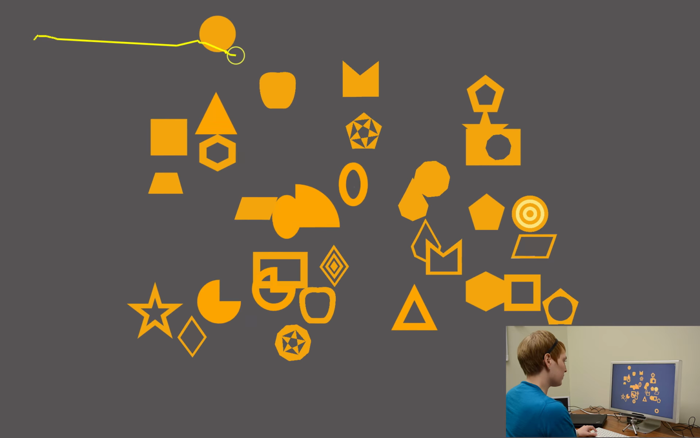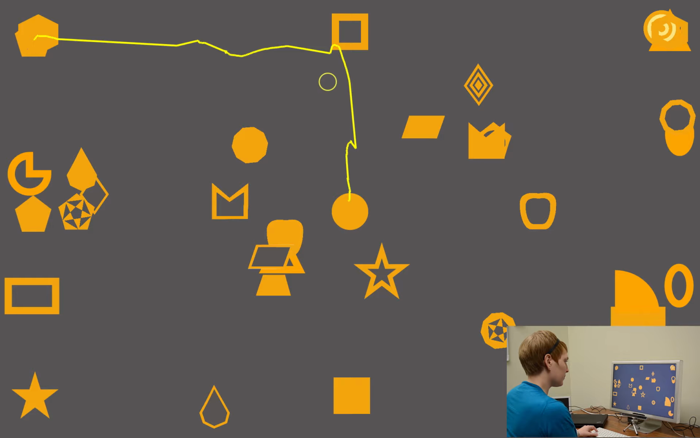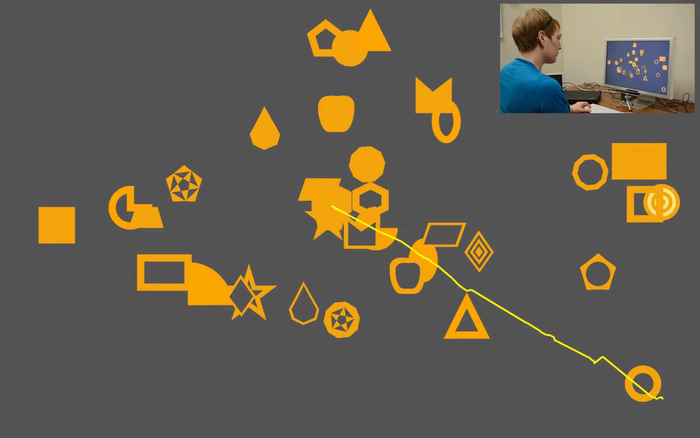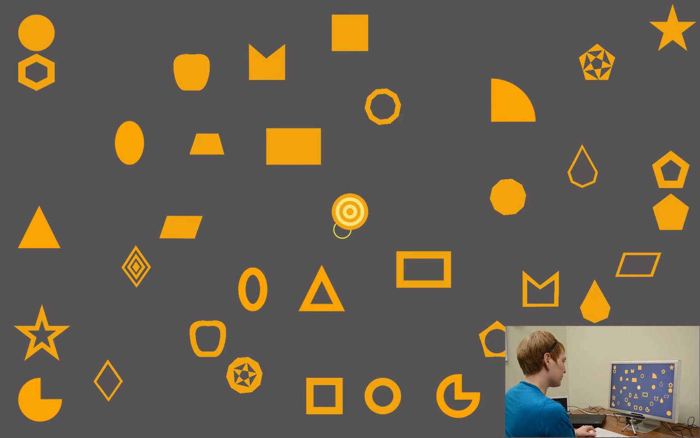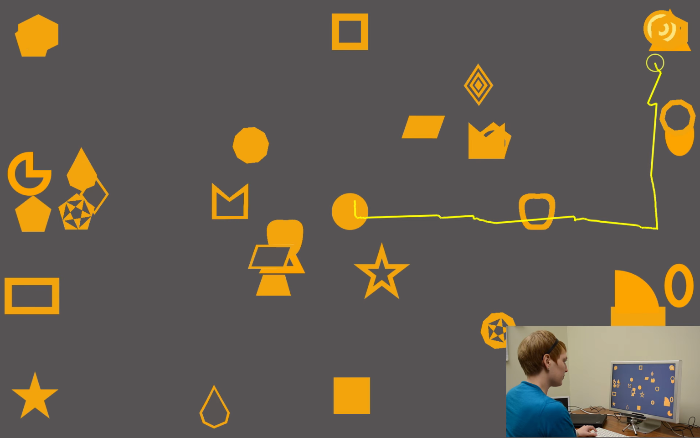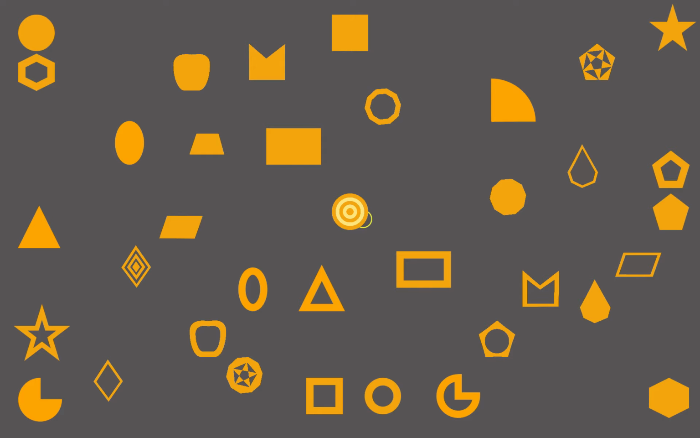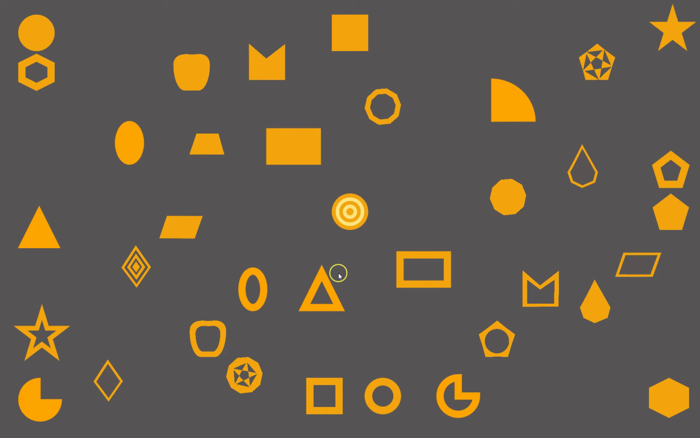First, the user follows the circle. Second, she follows the hexagon. Finally, she follows the bullseye. The system recognizes her input but will deny access because they do not match the password.